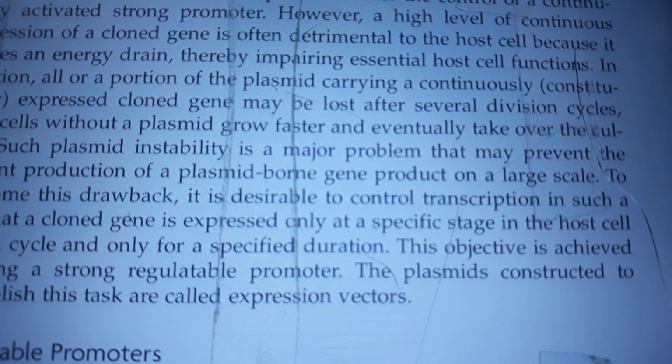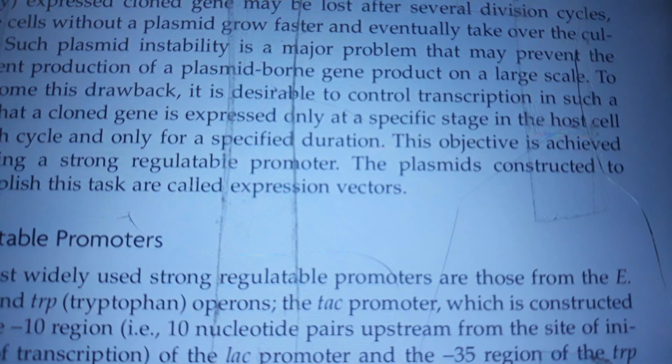large scale. To overcome this drawback, it is desirable to control transcription in such a way that a cloned gene is expressed only at a specific stage in the host cell growth cycle and only for a specified duration. This objective is achieved by using a strong regulatable promoter. The plasmids constructed to accomplish this task are called expression vectors.